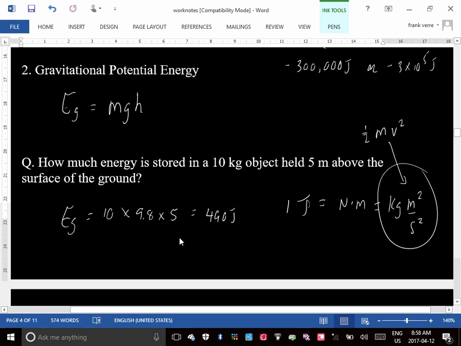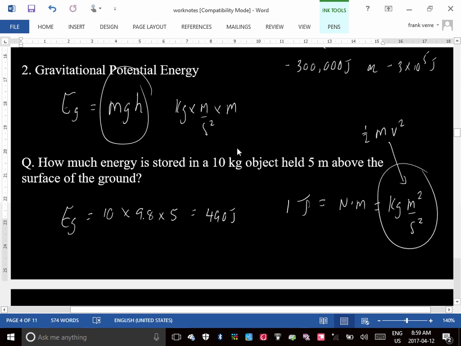So that makes sense. If you look at this equation, what's your mass in? Kilograms. What's g in? Meters per second squared. And what's height in? Meters. So you see it's the same unit, right? Because you've got meters times meters, which is meters squared, over seconds squared, times kilogram. Okay, so that's our second equation.